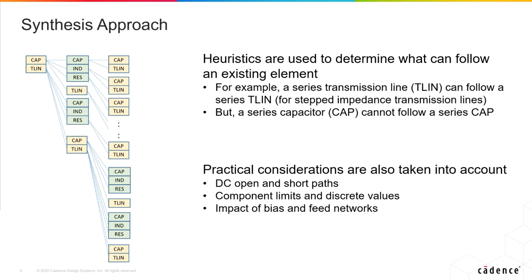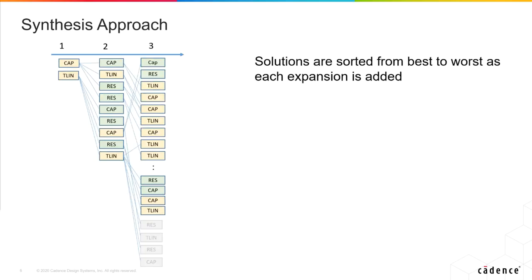You can take into account the impact of bias and feed networks on your match. So if you have a bias network and you think it's going to impact the in-band performance, you can take the presence of that bias network into account when you synthesize your candidate networks. And also constraints on the first and last elements can be placed. So if you're dealing with packaged parts and you need to mount the part on your board or your module, you can stipulate that the first or last element, for instance, would be a microstrip. So again, quite a number of real-world stipulations can be put in place.